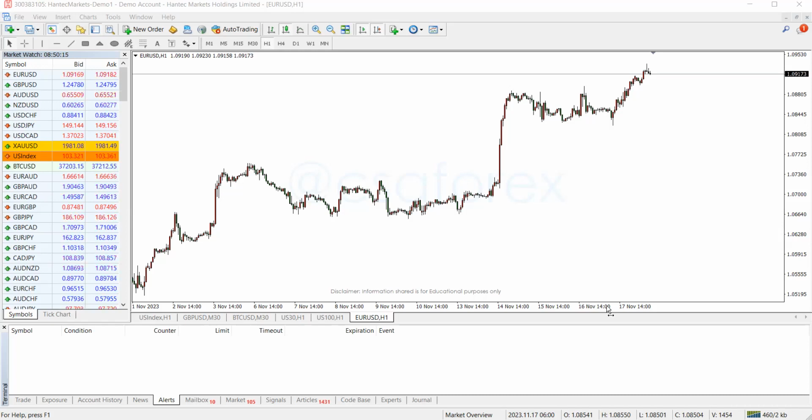Today we're going to be talking about swing highs and swing lows with respect to support and resistance. Most traders today have been battling with how to identify support and resistance levels. So I'm going to explain to you today how to identify support and resistance levels using what we call swing highs and swing lows.